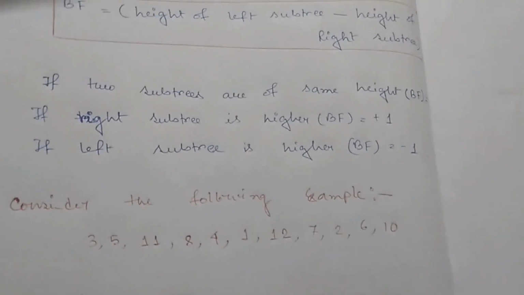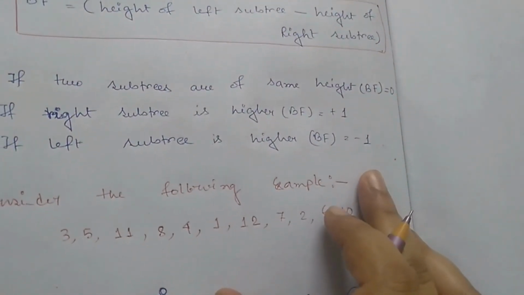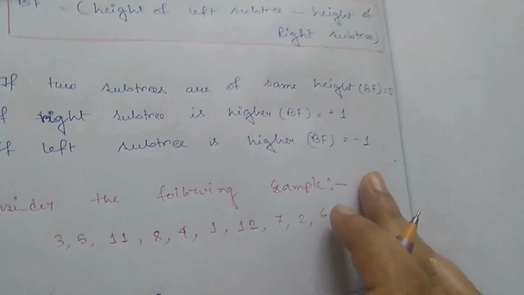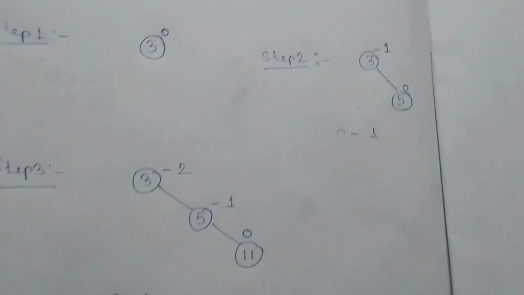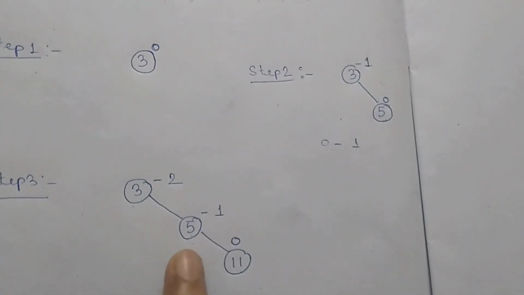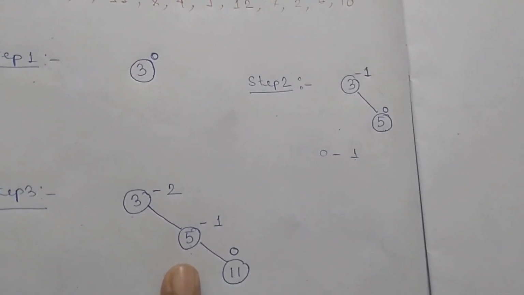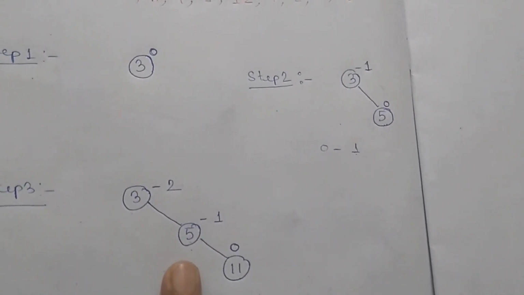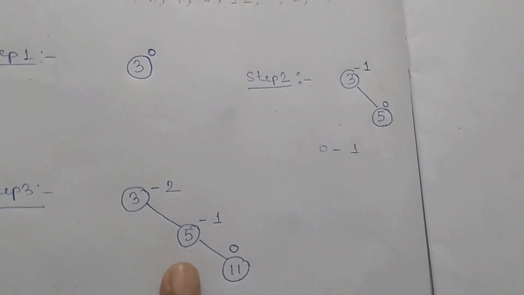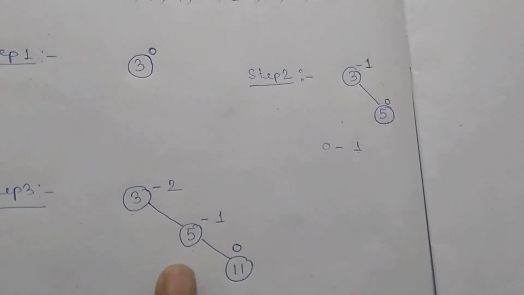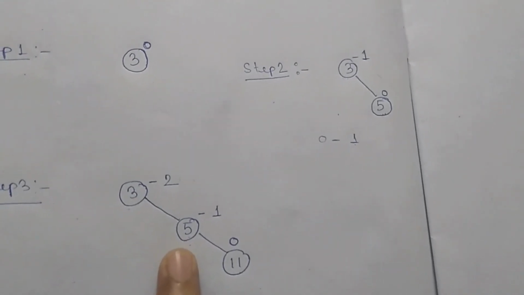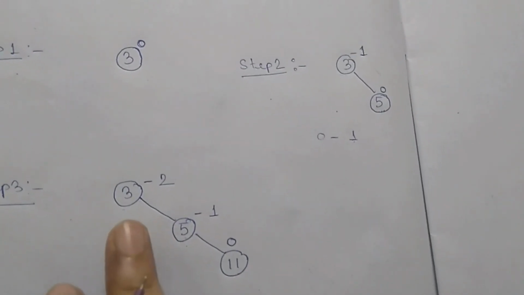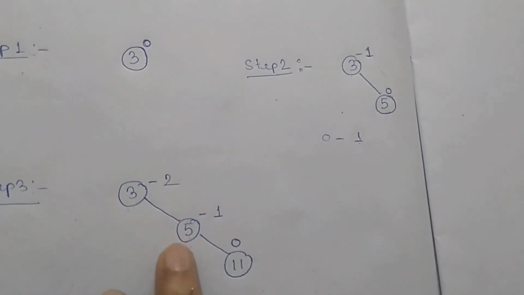But in our height balance tree rule, there is no 2 or minus 2 value. Only the value range is between 0, plus 1, minus 1. For that reason, here we balance the tree. So what is the formula, or how we apply the balancing factor, or how we balance the tree? In that case, here we apply the middle node value. So what is the middle node value here? In that tree, 5 is the middle node.